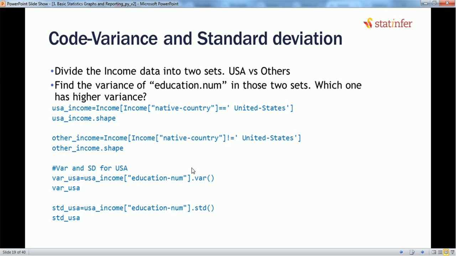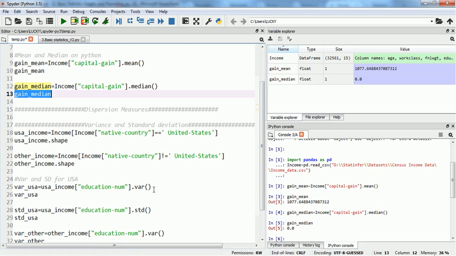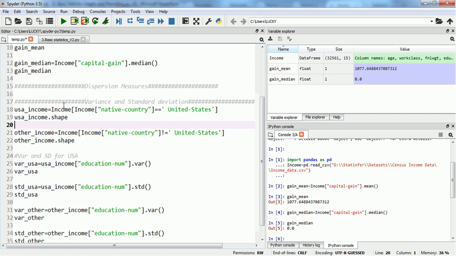Next we will see how to calculate the standard deviation and variance in Python. In Python we can use the .var function to find the variance and the .std function to find the standard deviation. We have already imported the income data set, and we will create two subsets. One subset would be just for United States residents, and another would be for people who are not United States residents, meaning the rest of the world's data.